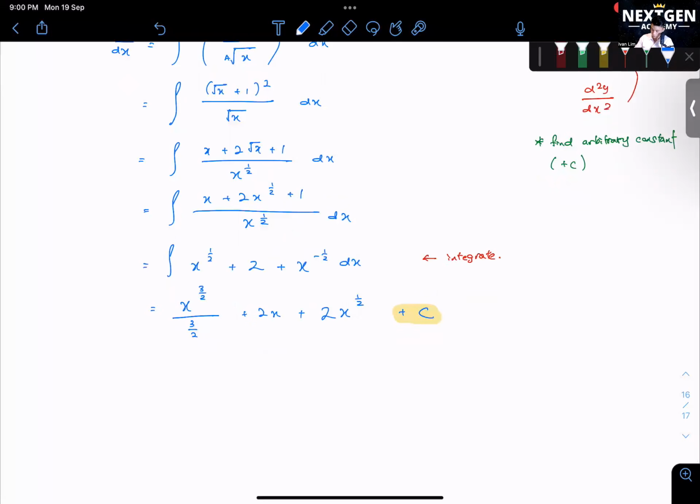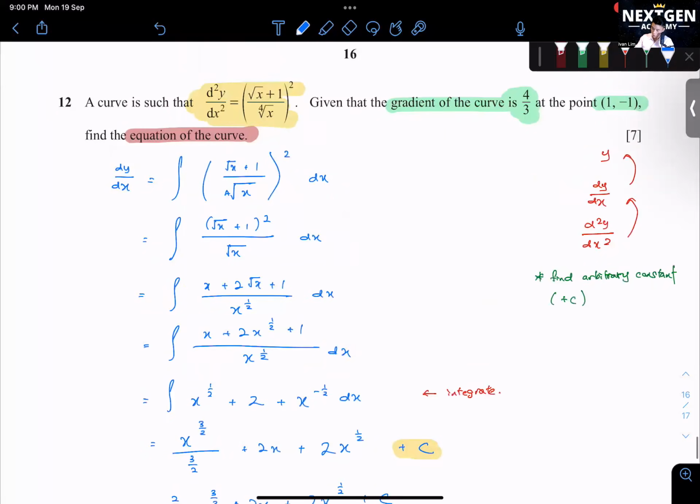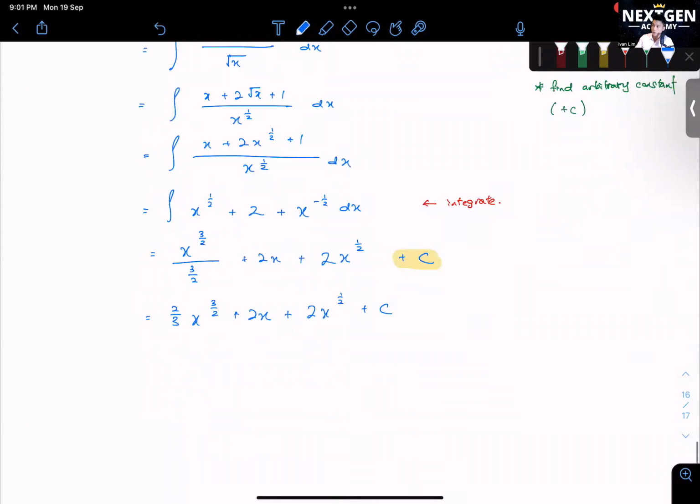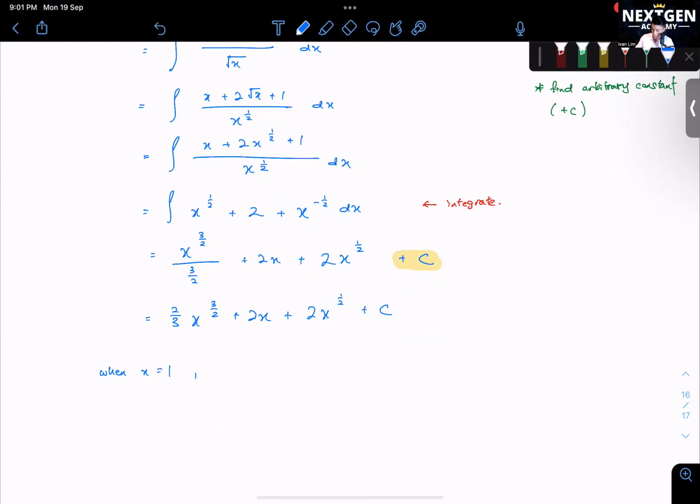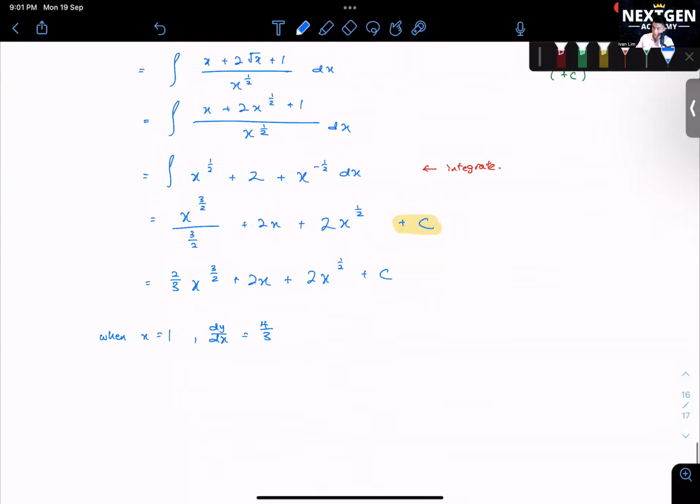Okay, go and simplify this. You get 2 over 3 x to the power of 3 over 2 plus 2x plus 2x to the power of 1 over 2 plus c. Okay, so they say in the question, gradient of the curve, right? So this is your dy over dx, at the point 1, negative 1. So you just need to sub in, when x equals to 1, dy over dx equals to 4 over 3. Just sub it in so that we can find what's the c value.